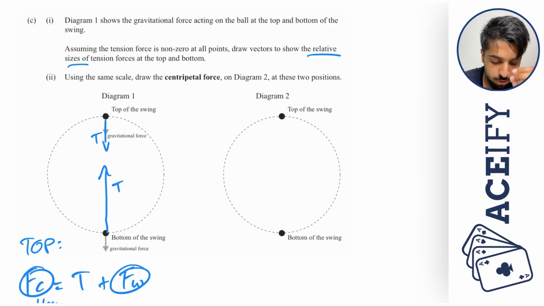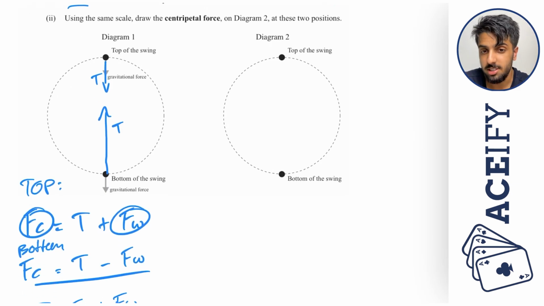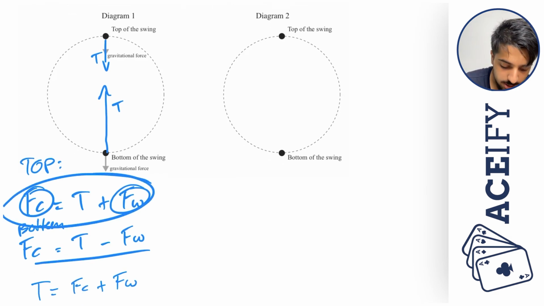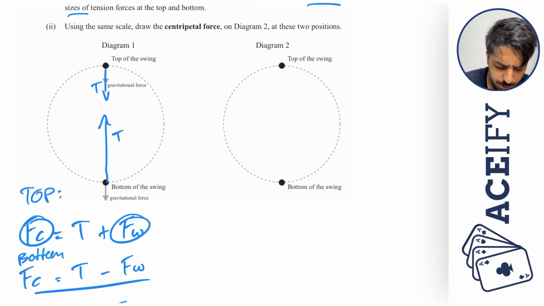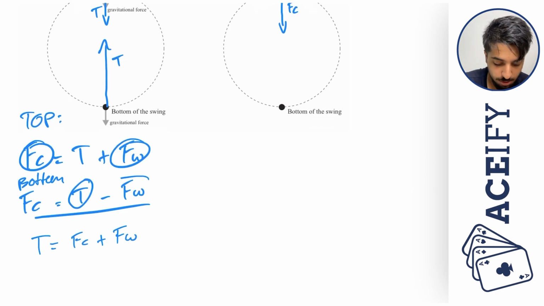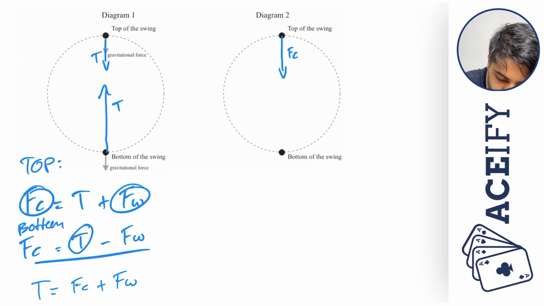It doesn't matter if you draw it exactly where I drew it. Now using the same scale, draw the centripetal force on diagram 2 at these two positions. So now we can use our equations that we did previously to help us. We can see at the top, the centripetal force is equal to the tension force plus the weight force. So it must be greater than the gravitational force plus the tension. And so we can draw those like that. So that's our FC right there. Now at the bottom, the centripetal force must be less than the tension force because we are minusing the weight force off it, remember? So that means we can draw it like so. FC. There we go.